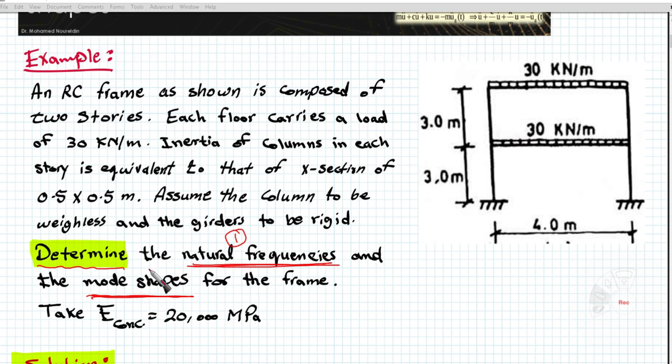First, the natural frequencies, and number two, the mode shapes of the frame. Okay, and take Young's modulus of concrete to be 20,000 megapascal. This is given in the example. Okay, so up till now I think that it's okay, no problem at all for us.